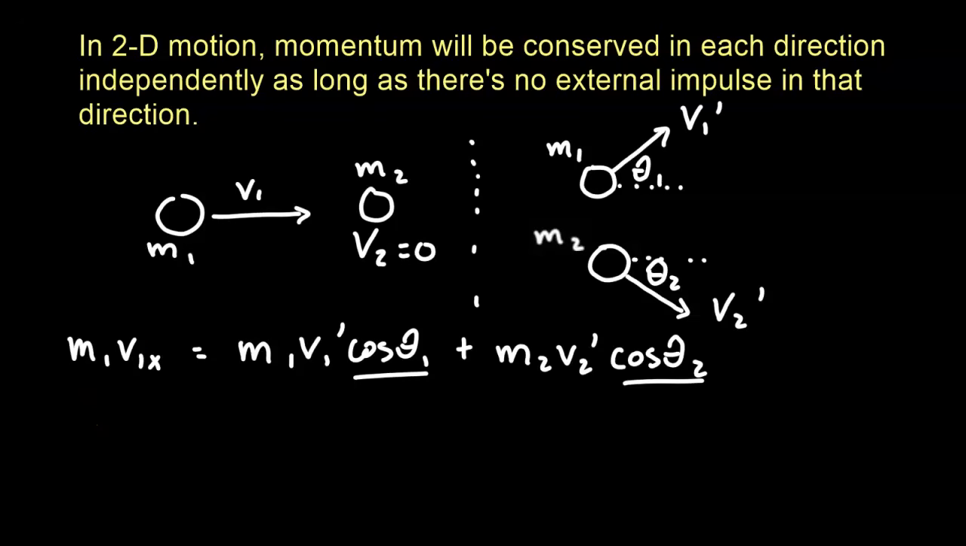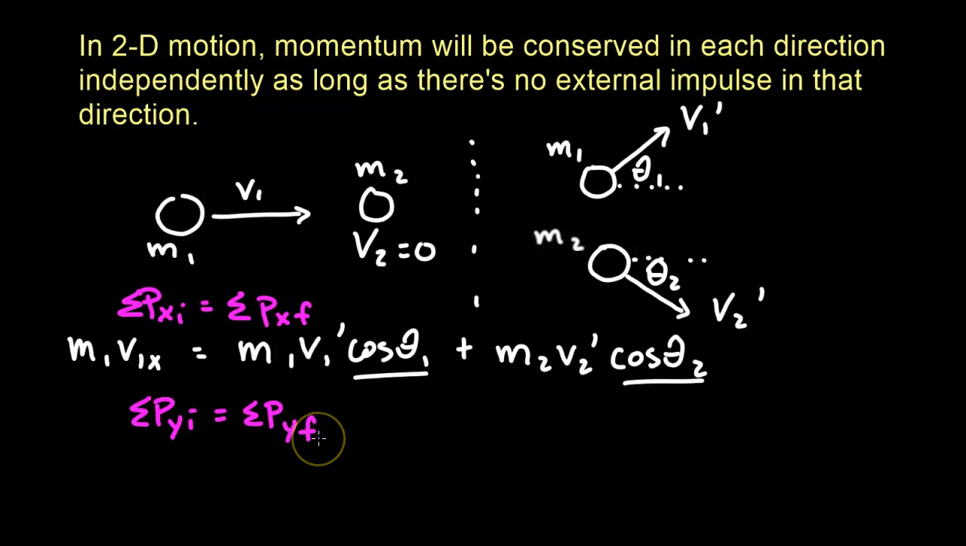So what we're essentially saying here is that the net momentum in the x direction initially is equal to the net momentum in the x direction after the collision. That's essentially what we're saying. And then vertically, we can see the same thing for the y direction, so that the net momentum in the y direction is equal to the net momentum in the y direction after the collision.